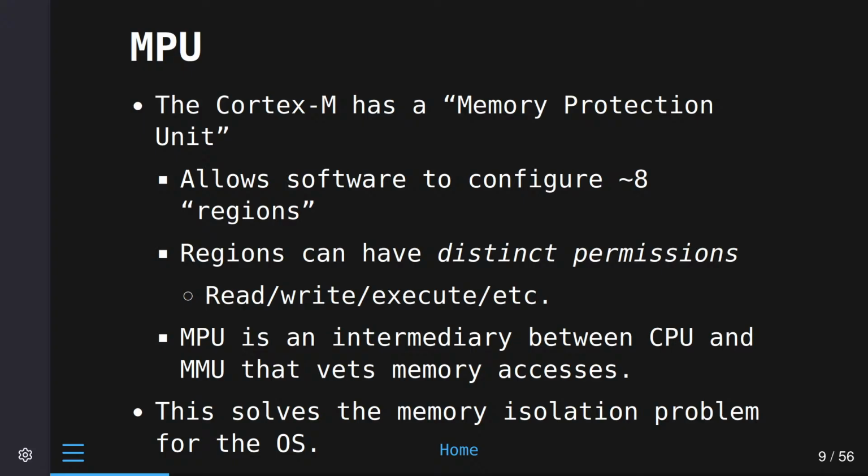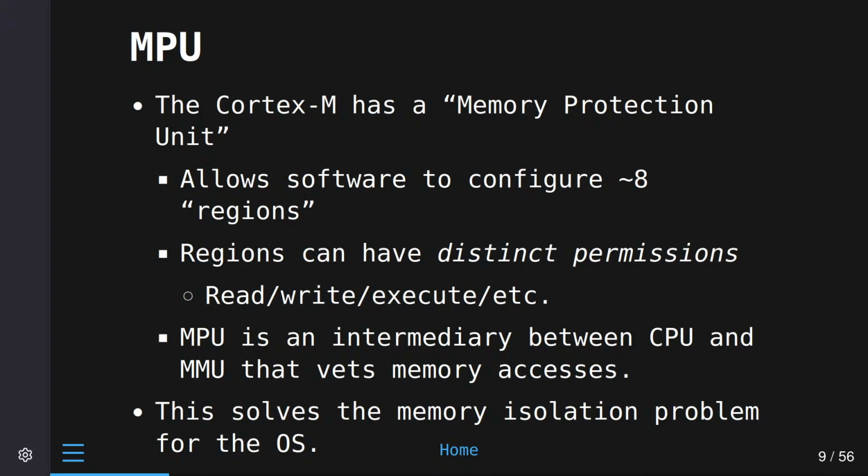Regions can be differentially permissioned. I think of this as read, write, execute. I don't think that's actually what Cortex supports, but we'll have some read permission, we'll have some write permission. You know, it makes sense to have some read-only memory. You can throw the BIOS in there, right?